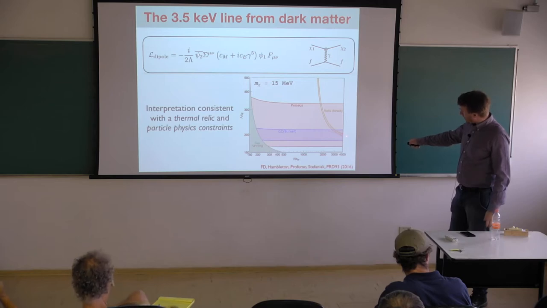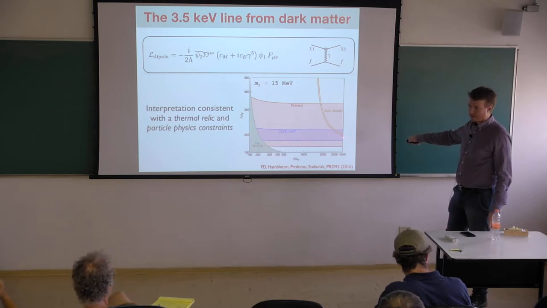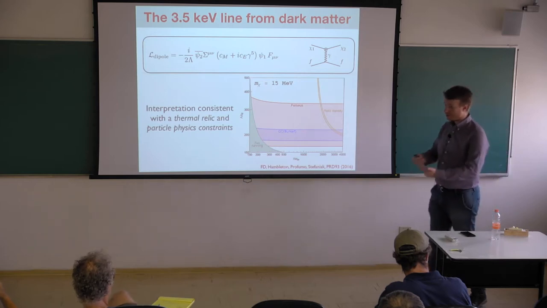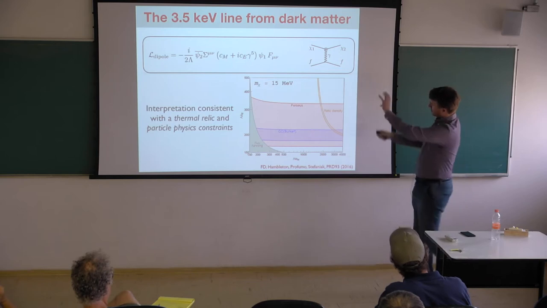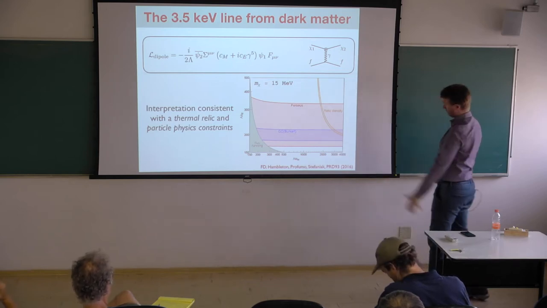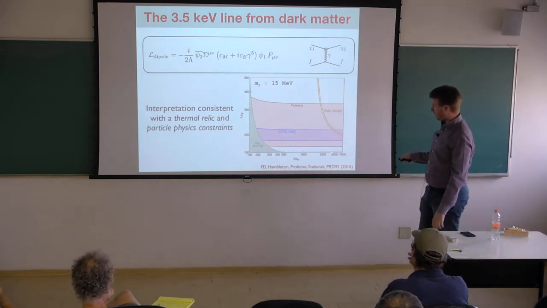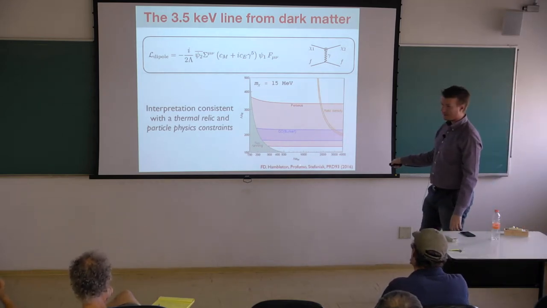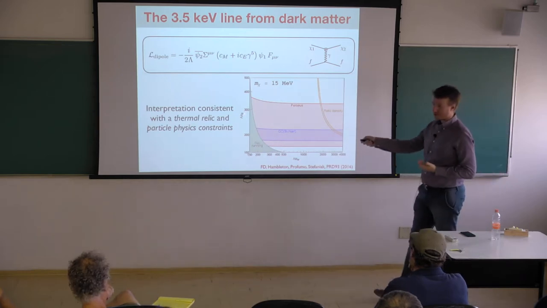Now, this orange band is what you need to achieve the correct relic density, which is also a calculation you have to do, because you know the theory very well. You can just rotate this diagram by 90 degrees, and that's what gives you the result. Okay? And we did that. And we found that the right density is mostly set by a magnetic dipole moment, because it's S wave as opposed to the electric, which is P wave.